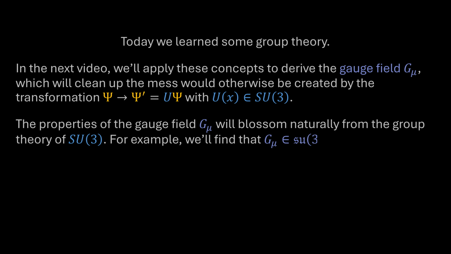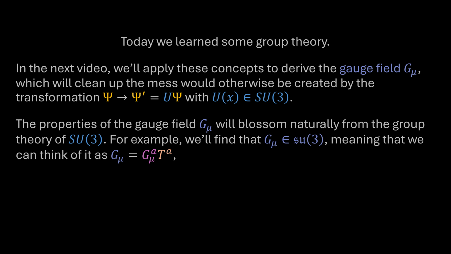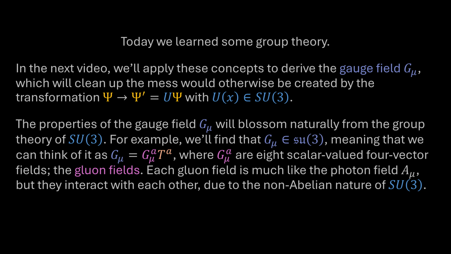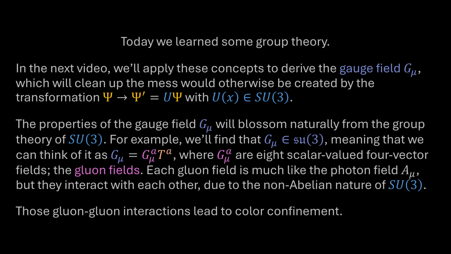For example, we'll find that the components of the gauge field live in SU3, which means that we can think of our SU3 matrix-valued gauge field as 8 real scalar-valued gauge fields, and those are the gluon fields. And then we'll see that each gluon field is very much like the photon field from electromagnetism, but they naturally interact with each other due to the non-abelian nature of SU3. And it's those gluon-gluon interactions that lead to color confinement. So I know today's video is very mathematical, very abstract, but as we'll see, these abstract ideas actually have very profound, very deep, fundamental physical consequences. So I hope you enjoyed this part of the video, and I'll see you in the next one.